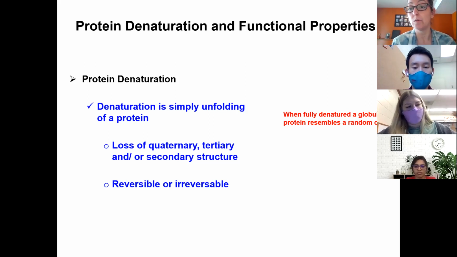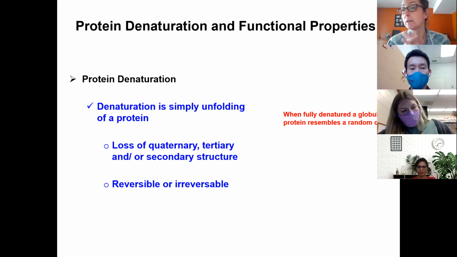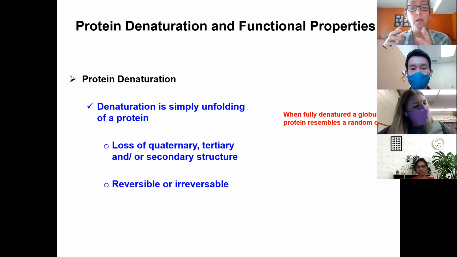For example, if you have a globular protein, when it's fully denatured, it resembles a random coil, so a random structure. Denaturation can be loss of quaternary structure. We'll learn later on that a lot of proteins associate via quaternary structures, so you can have dissociation and association by changes in pH, salt, or temperature. So you can lose the quaternary structure. That is one form of denaturation. You can lose the tertiary structure. That's another form of denaturation. Or you can also have denaturation at the secondary level.